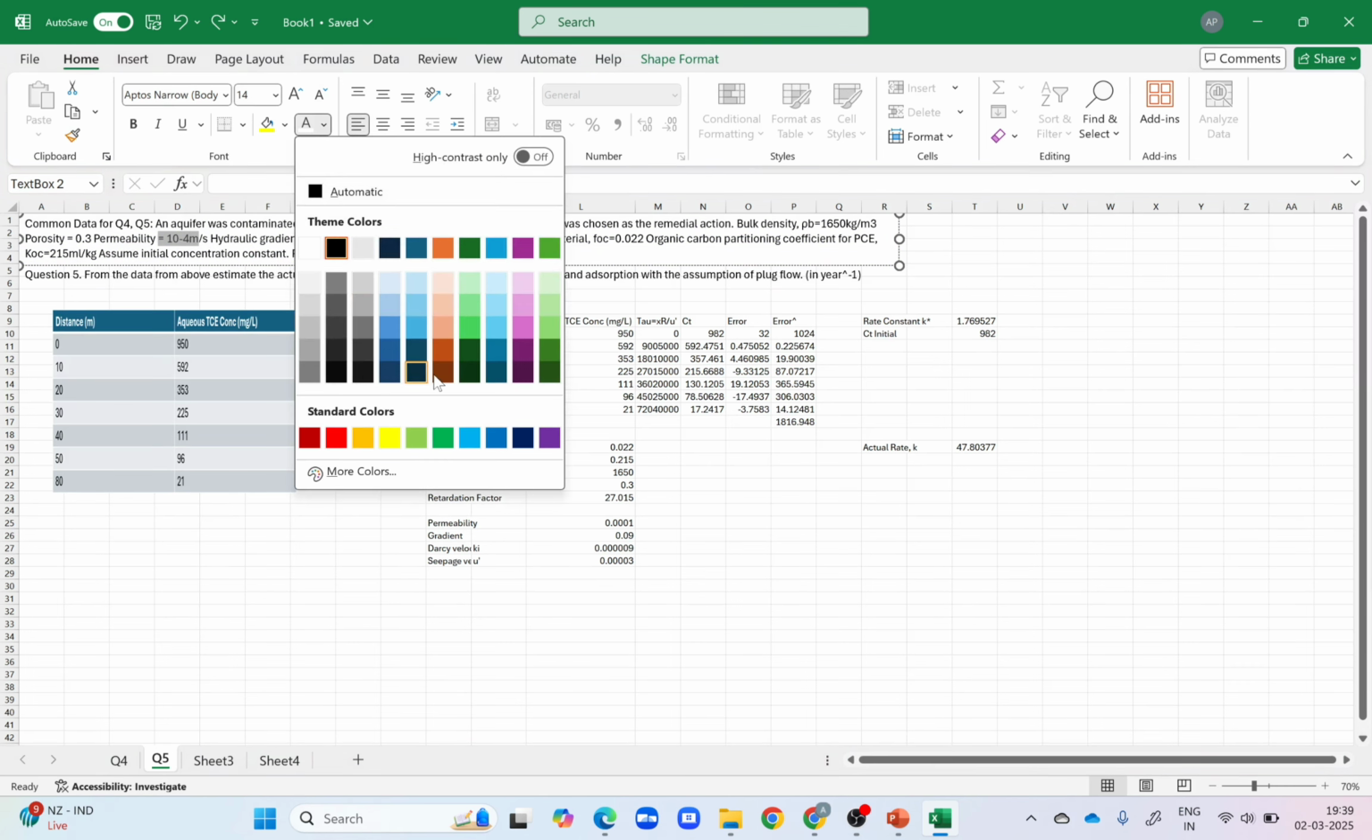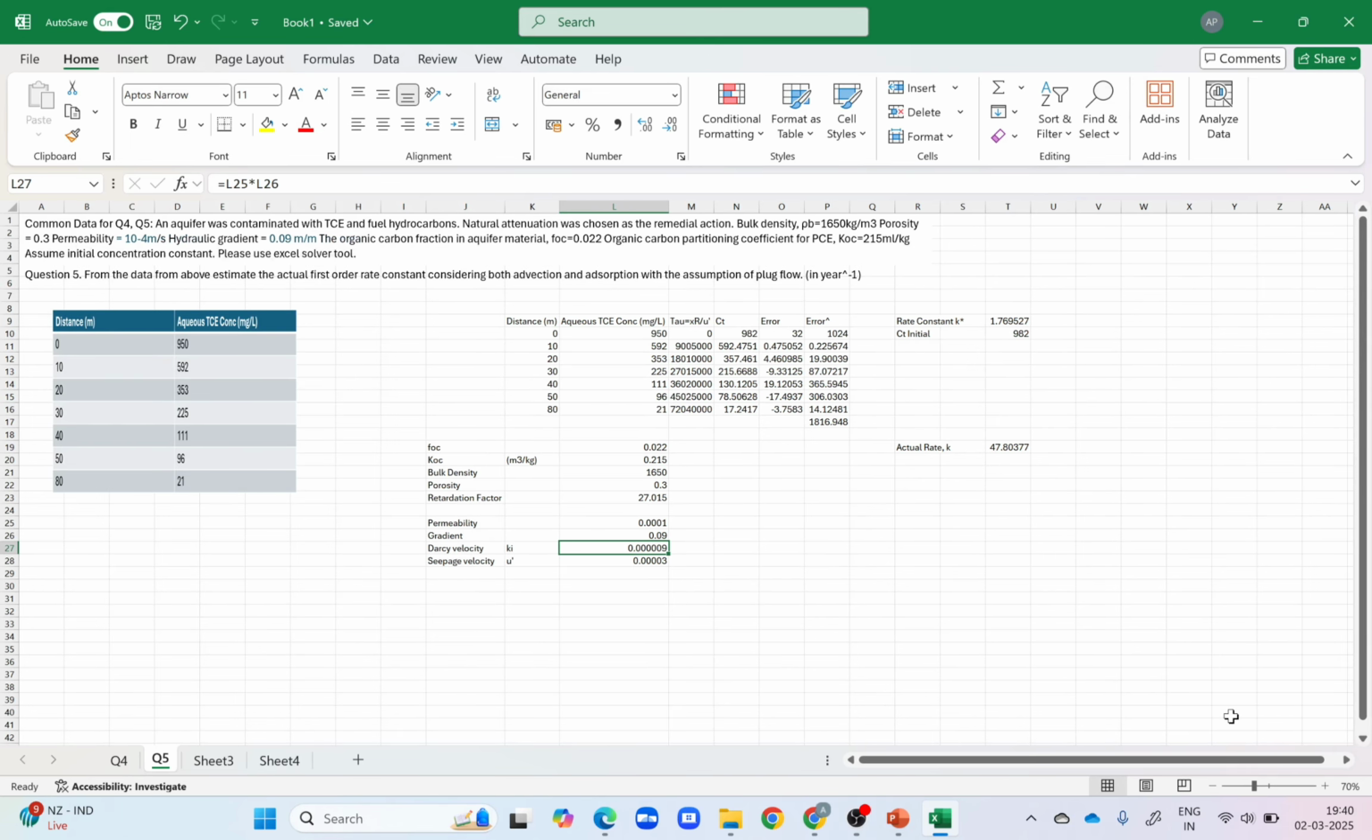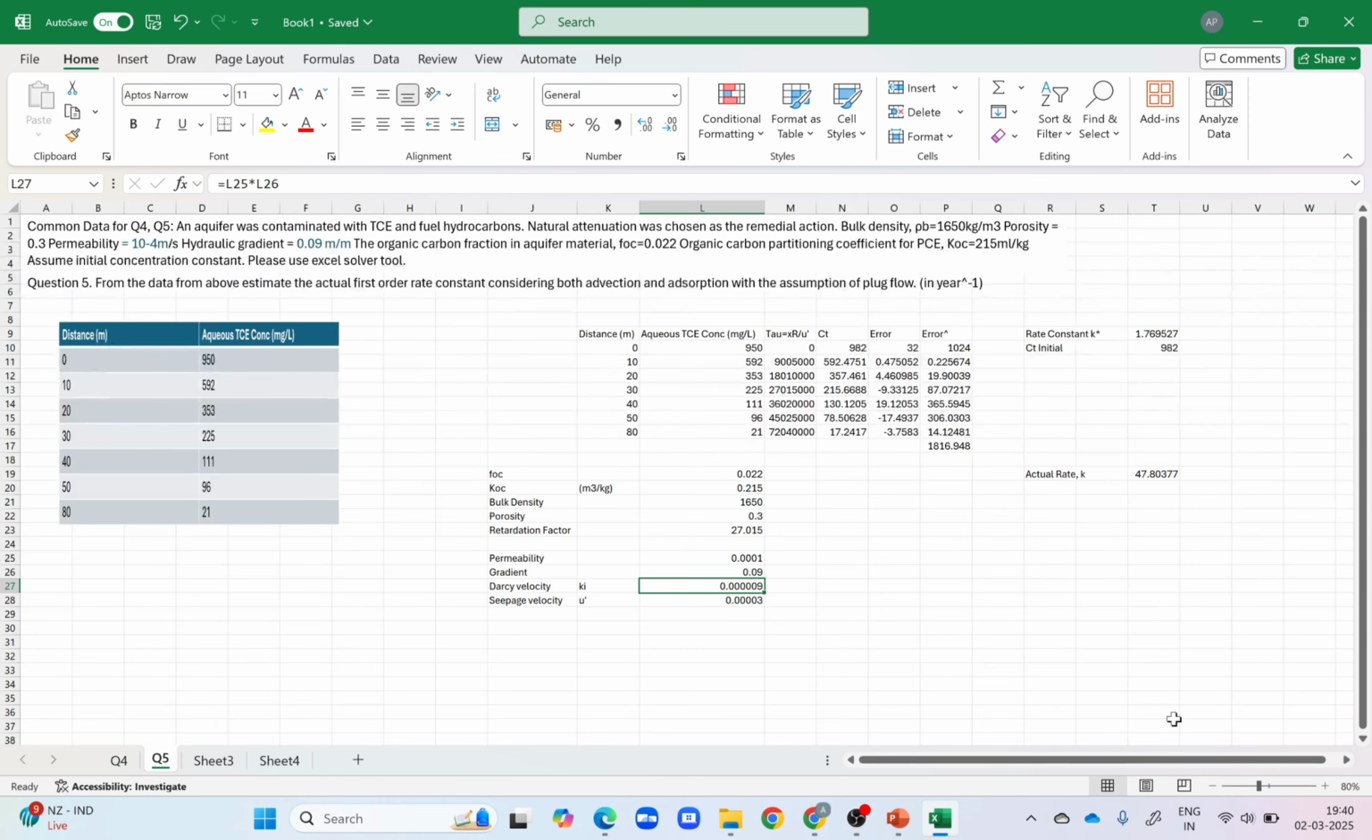So permeability is given. Next we have gradient. Gradient is given as 0.09 meter per meter. Next we have Darcy's velocity. Darcy's velocity will be given as K into I, that is permeability into gradient. So permeability is this much and gradient is this much.